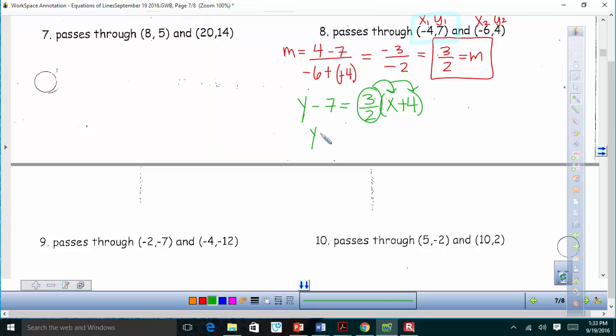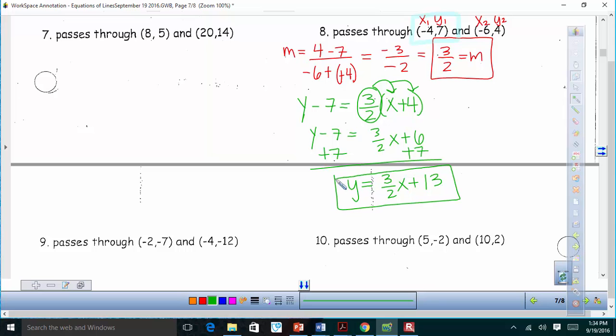So that's going to be y minus 7 equals 3 over 2x plus 6. Okay? From there, we add 7 to get y alone. And so y equals 3 over 2x plus 13. Okay, any questions about any of those steps?